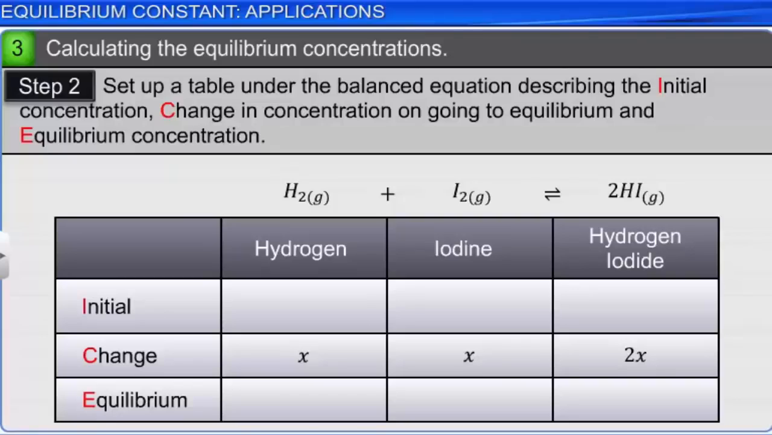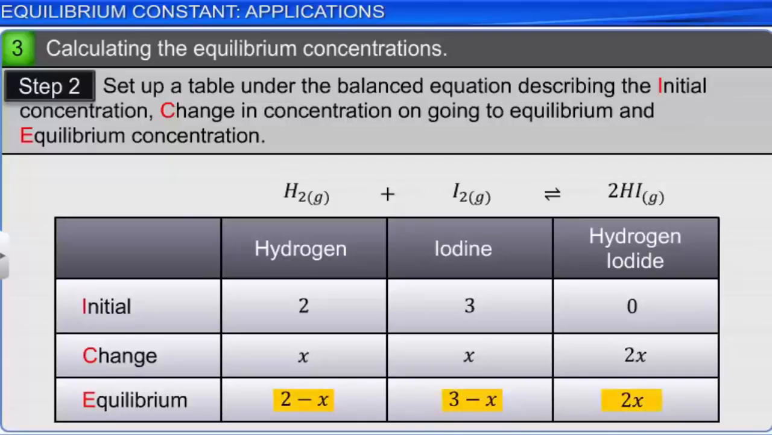The ICE chart for the given problem is: the initial concentrations of hydrogen and iodine in the reaction mixture are 2 moles and 3 moles respectively, while it is 0 for hydrogen iodide as it is not present at the beginning of the reaction. Let x moles of hydrogen and x moles of iodine combine to give 2x moles of hydrogen iodide as shown in the balanced equation. At equilibrium, the concentrations of hydrogen, iodine and hydrogen iodide will be 2 minus x, 3 minus x and 2x respectively.